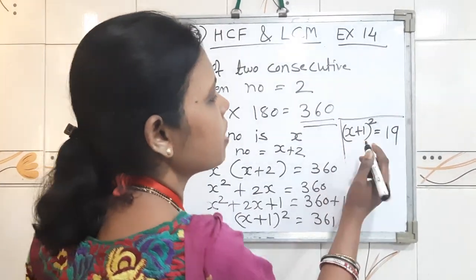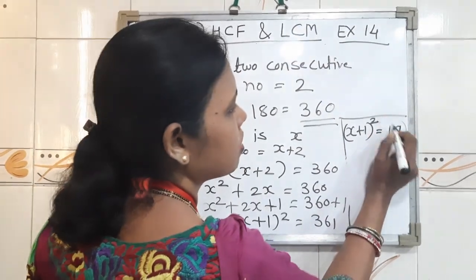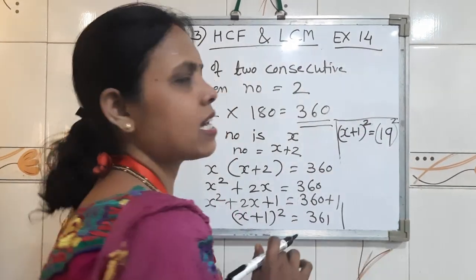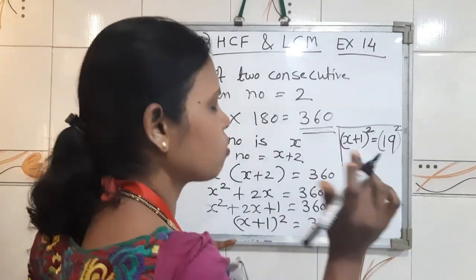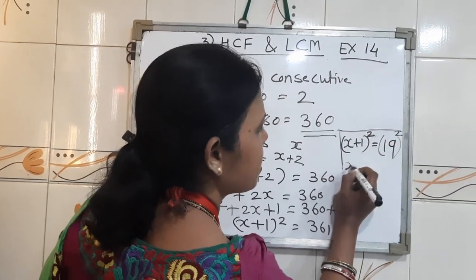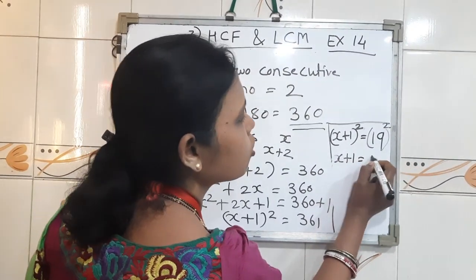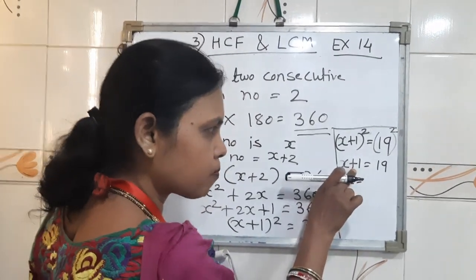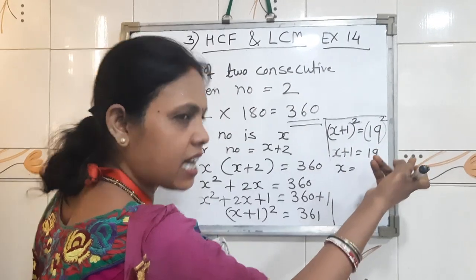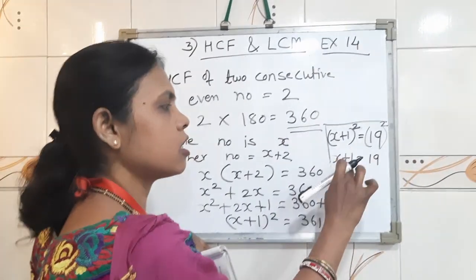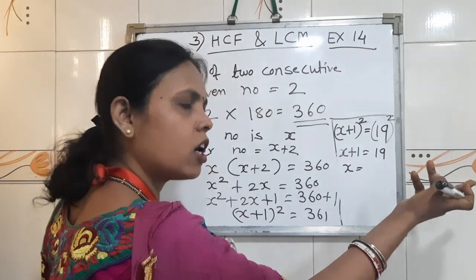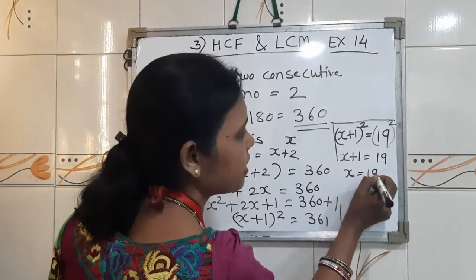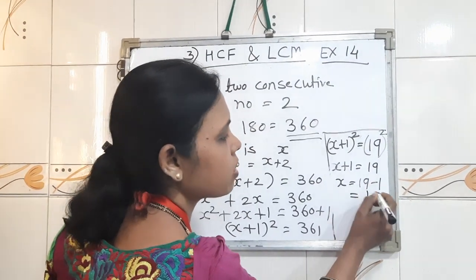Now x plus 1 square equal to 19 square. Now you see the square on both sides, so children, remove that square. Here x plus 1 equal to 19. Therefore x equals, this plus 1 we take to the other side. When it goes to the right side, it becomes minus. Then 19 minus 1 equal to 18.